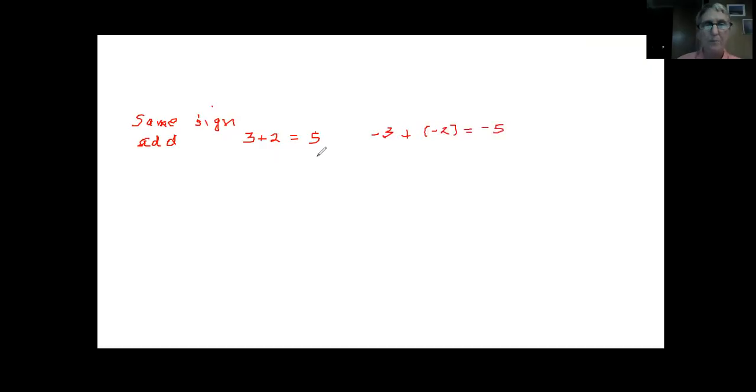I bet you could think of a rule that would go with that. If I'm adding these two positives, I get a positive. If I add two negatives, I get a negative. If I have the same signs and I'm adding, I keep the sign. All right, now addition then is easy. I just add the numbers and keep the sign.